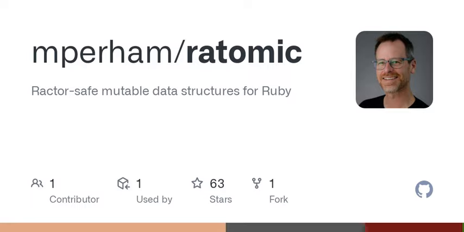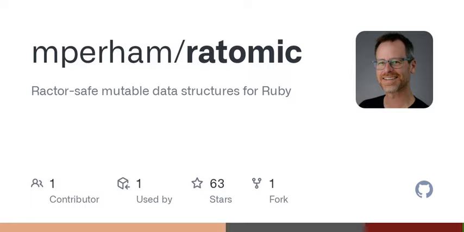And this is where our star player today, Ratomic, comes into the picture. Ratomic provides us with these Ractor-safe data structures. Basically, well-behaved containers that allow our bakers to share ingredients without spilling flour all over the floor. Now, I know what you might be thinking. How does this actually work? Well, let me break it down.